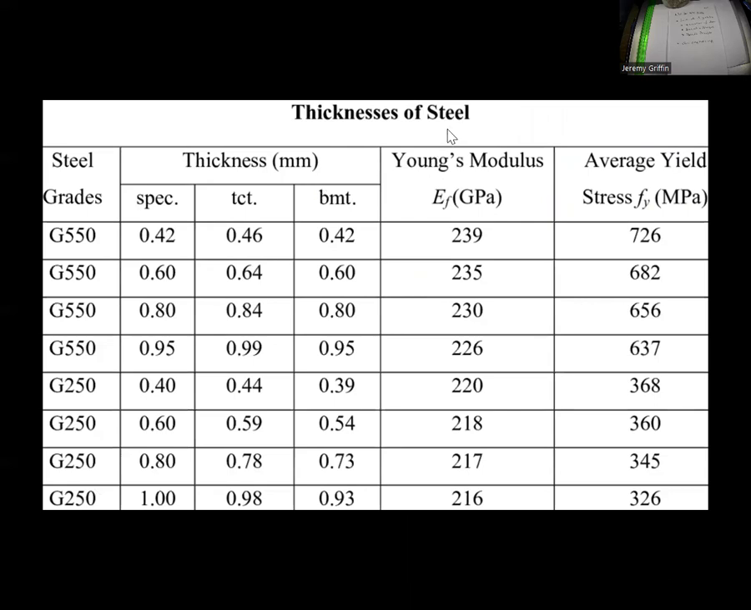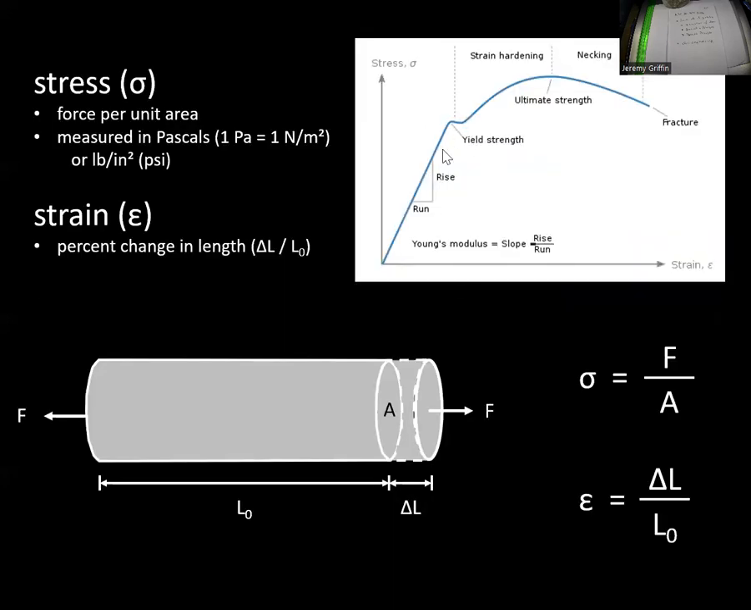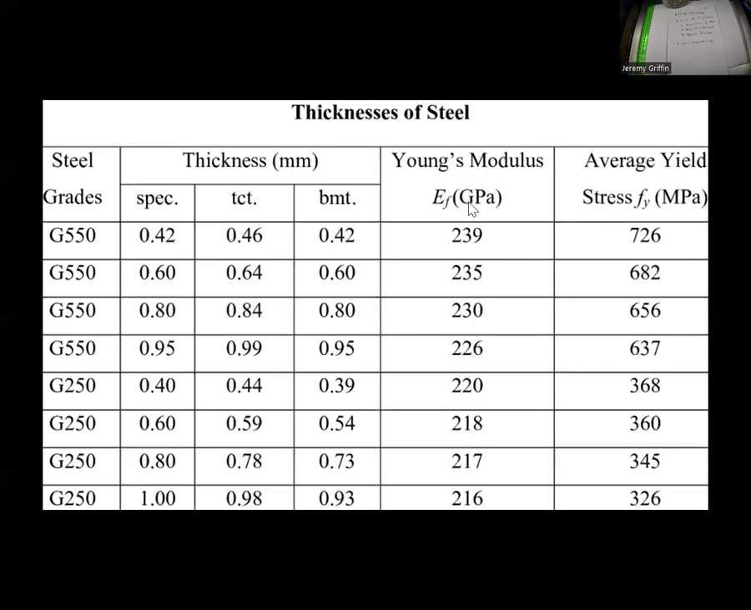Thickness of steel, what's Young's modulus and what's the average yield stress? How do you interpret this? Well, we got different thicknesses of steel, but do you guys see how Young's modulus for that steel is pretty well constant all the way down? Because we're talking about a material property. Go back a slide here, the rise over run, Young's modulus, stress per strain is pretty well constant regardless of the diameter rod that you're talking about.